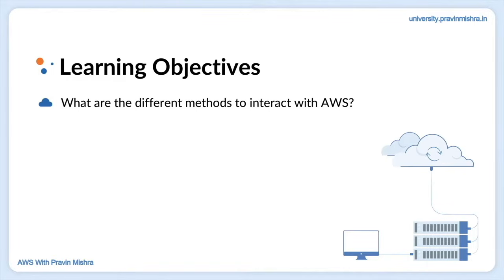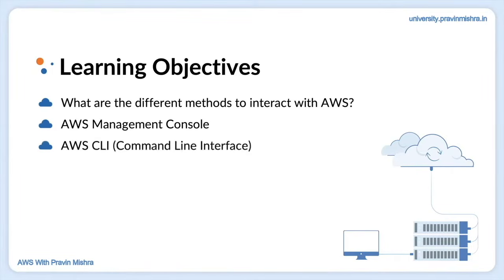In this session, I will walk you through three methods of interacting with AWS. First is the AWS Management Console, and we have been using this so far in this course, which is a web-based interface to manage and interact with AWS. In addition to that, we have two other ways to interact with AWS as well.